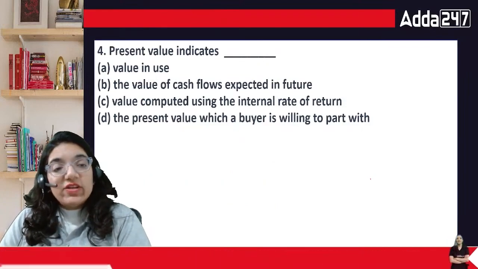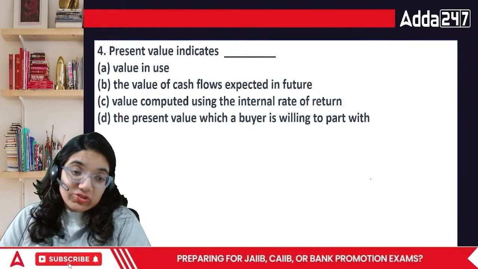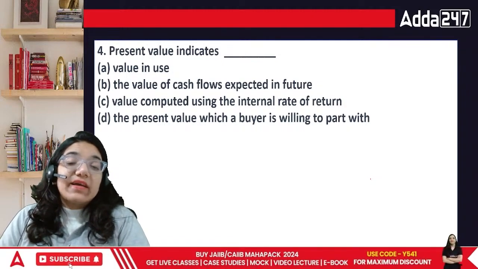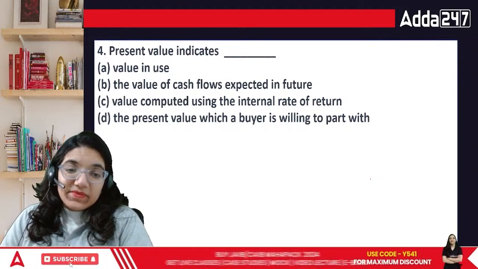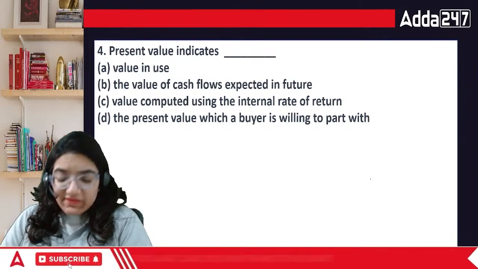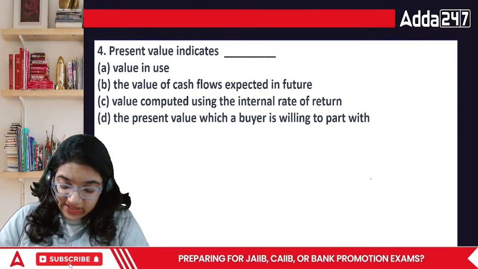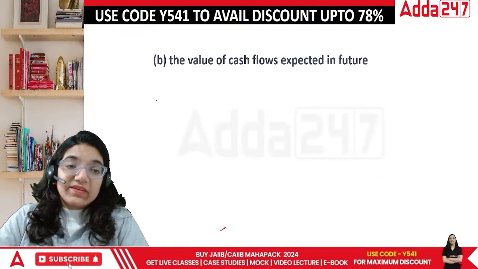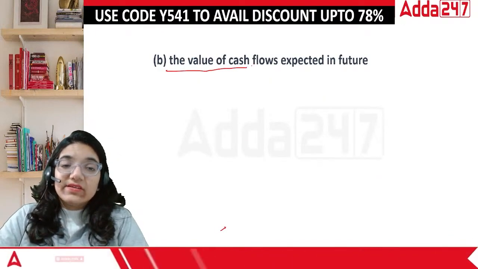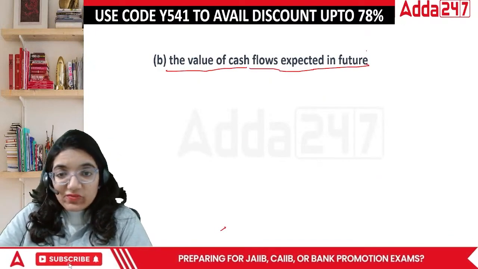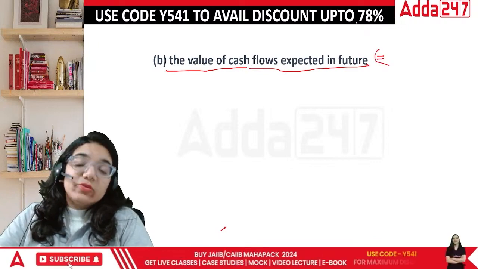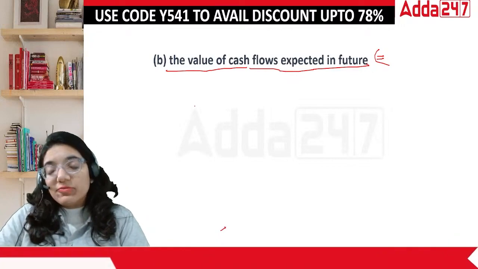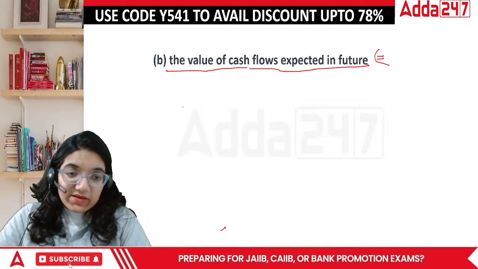PV indicates the value in use, the value of the cash flows expected in the future, or the value computed using the internal rate of return, or the present value which a buyer is willing to part with. Present value is basically the value that would be today, right? In this case, the answer would be the value of the cash flows expected in future. Okay? We are looking forward towards the value in future. Because you know basically how do we find the present values? We find it this way.